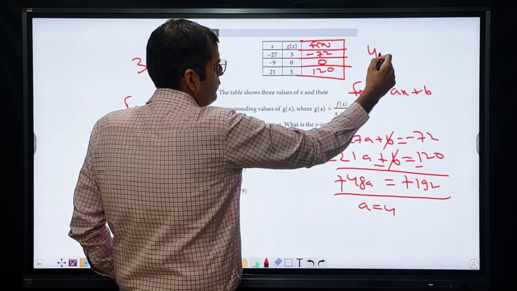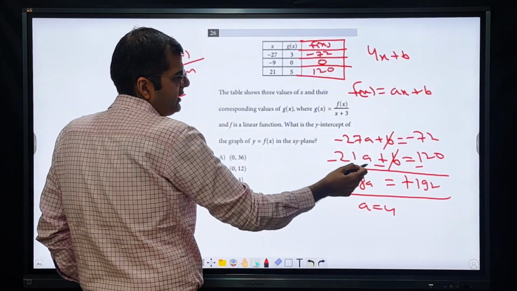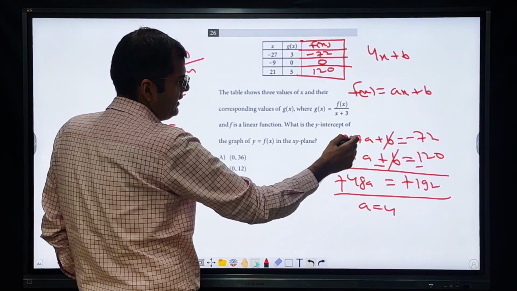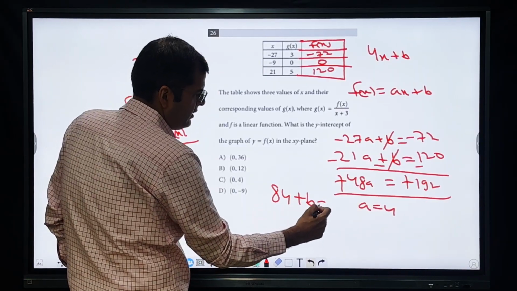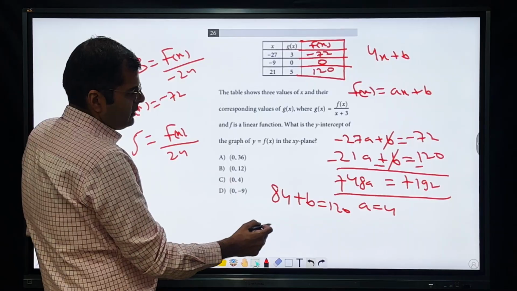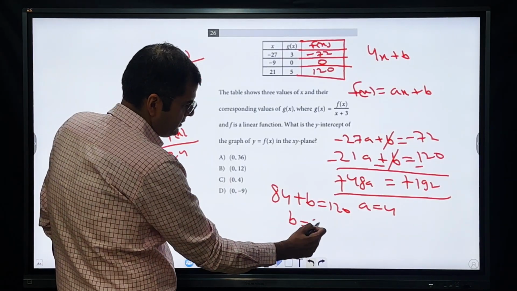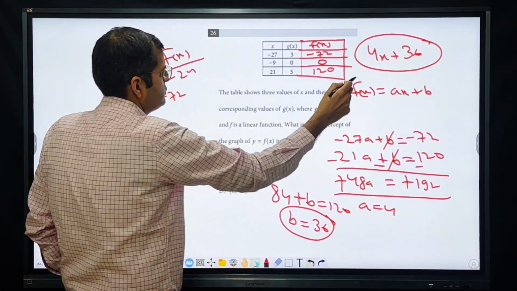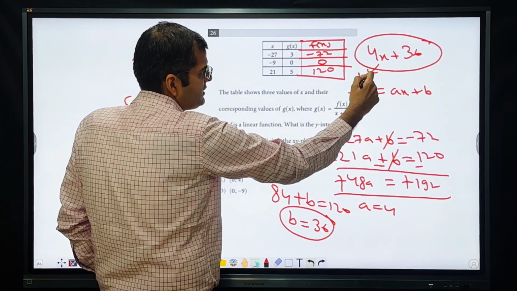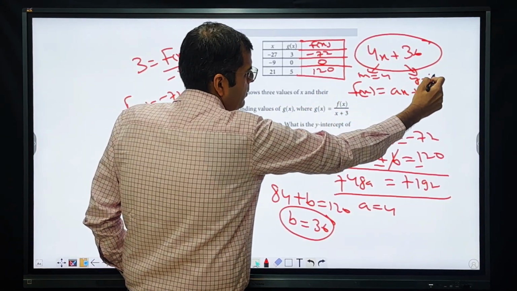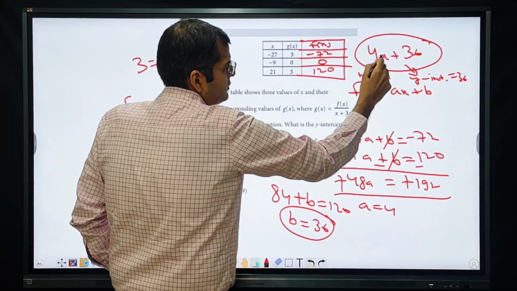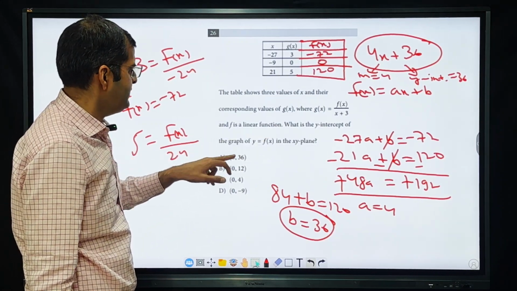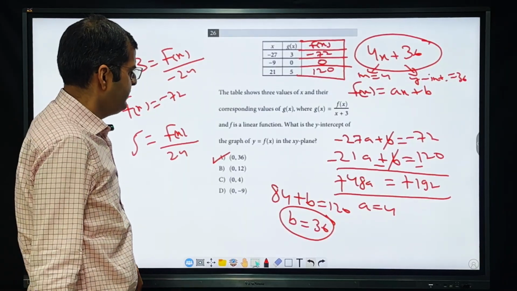So f of x is 4x plus b. Okay, putting a as 4 in any one of them, let's say this 21a, that is 84 plus b is equal to 120. So b comes out to be 36. So this is 4x plus 36. This is f of x. So if this is f of x, the slope of this line m is 4 and the y-intercept is 36, because when x is 0, y is 36. We have to find the y-intercept. Y-intercept is 36. So 0, 36. Answer option A, 0, 36 is the right answer here.